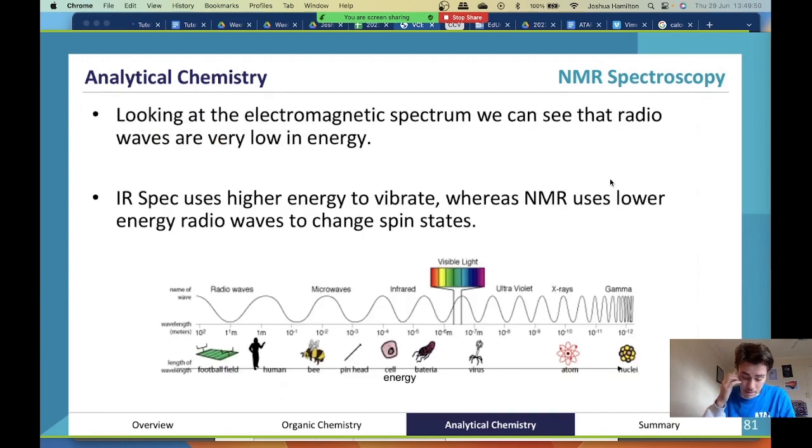What's really important to understand quickly is that radio waves have a really low amount of energy. Notice how infrared has a decent amount of energy. It's less than light, but it's still decent. Radio waves are really, really small. They don't have a lot of energy. That's why it only changes spin states rather than going through everything else.